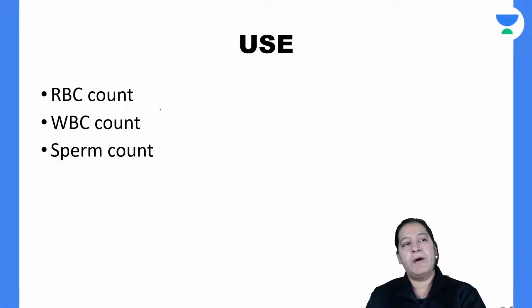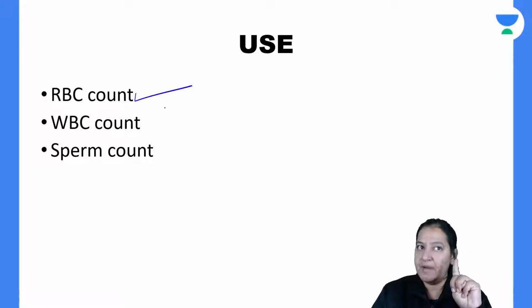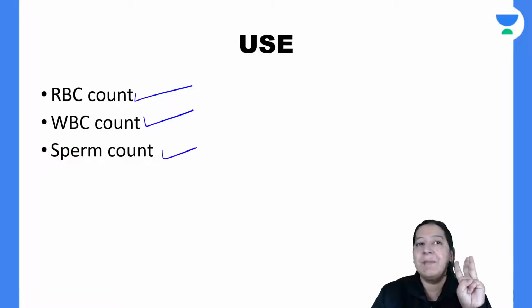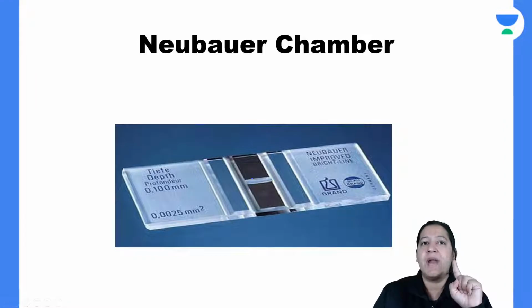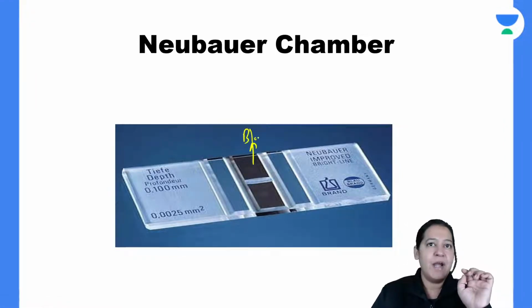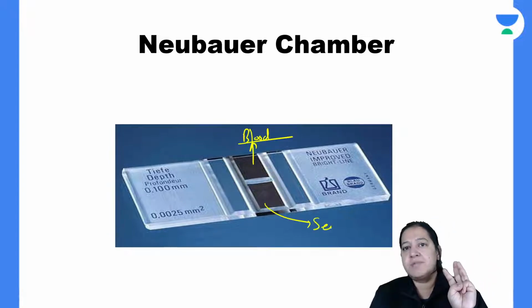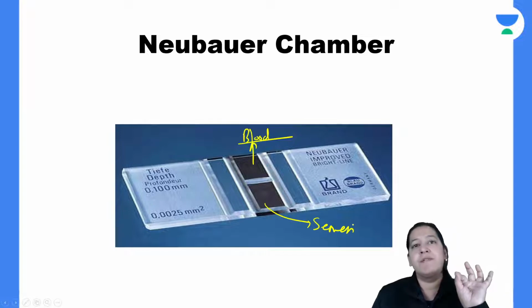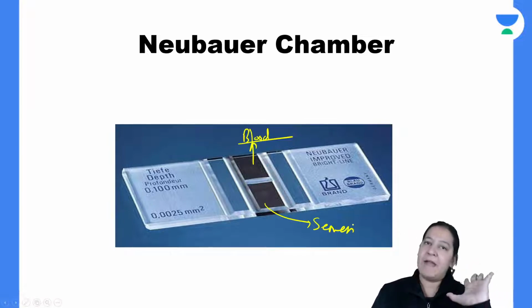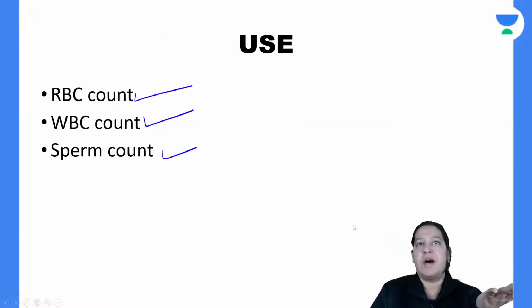So what are the uses? On Neubauer's chamber we can do 3 things: RBC count in blood, WBC count in blood, and sperm count in semen. So we can use either blood or semen. We can spread blood here. If I spread blood here, I can count RBC and WBC. And if I am spreading semen here, I can count the number of sperms in male semen. So these are the fluids we usually examine under Neubauer's chamber, right?